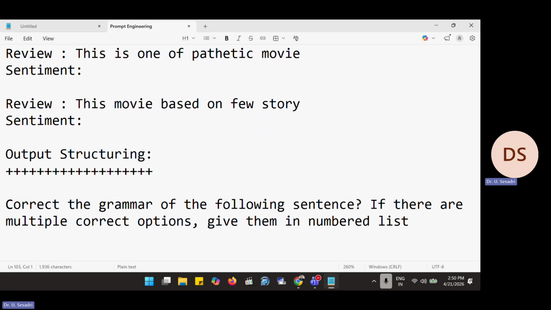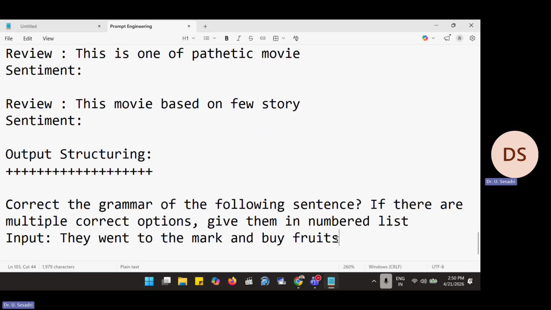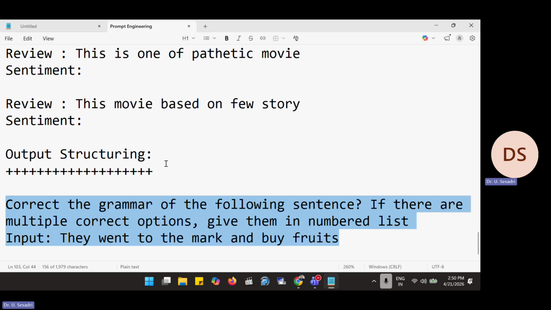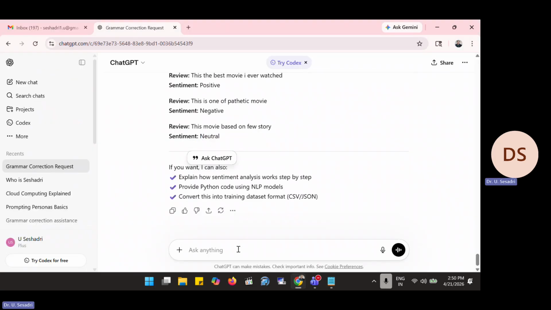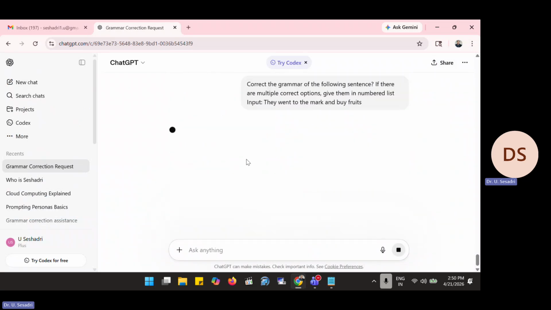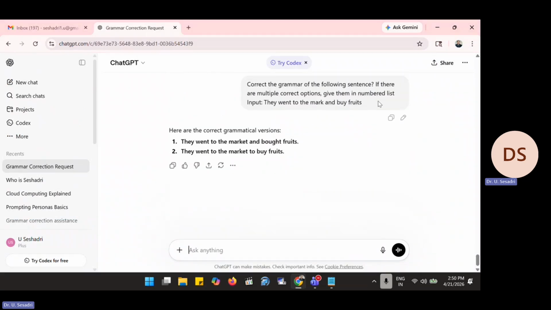Now, the input I give is: "They went to the market and buy fruits." See, this I have given to the AI. This is the example for output structuring. When I give this to the AI, what result is it providing? It is providing the structured output format. If there are multiple correct options, it provides them in a numbered format.